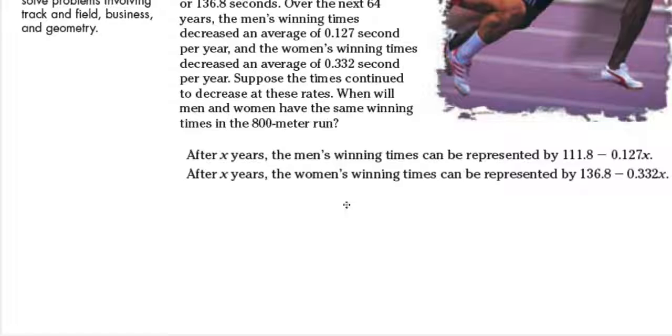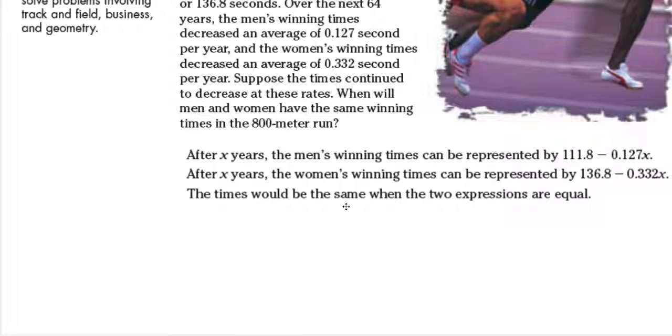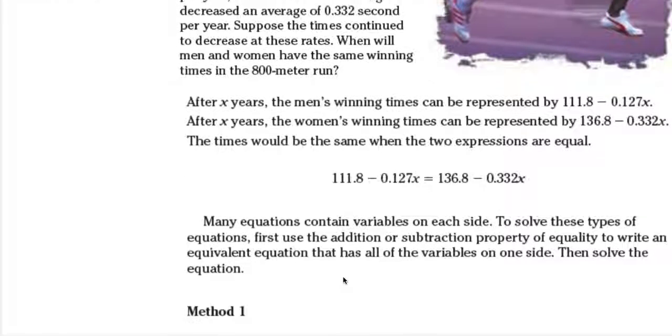Okay, let's make an equation out of this. If we equate these two expressions, when they are equal, their times would be the same. So we get 111.8 minus 0.127x equals 136.8 minus 0.332x. Many equations such as this one contain variables on each side.